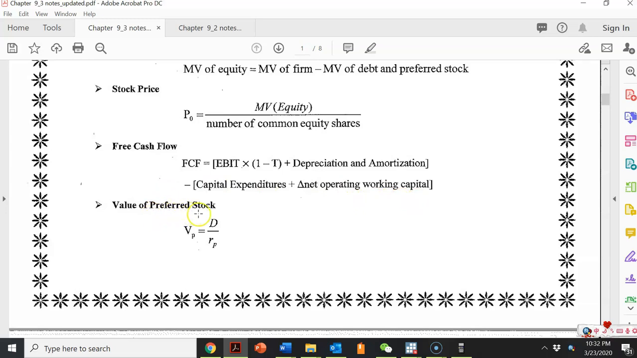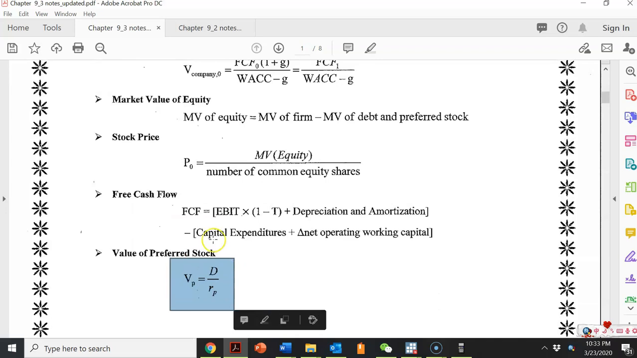For the value of the preferred stock, we use VP equals dividend over Rp. The value of the preferred stock equals dividend over the return of preferred stock. So preferred stock is like a perpetuity. It's much easier to calculate its value compared to calculating the value of the common stock.